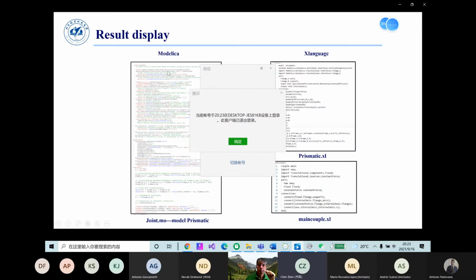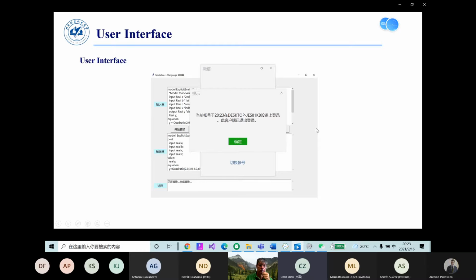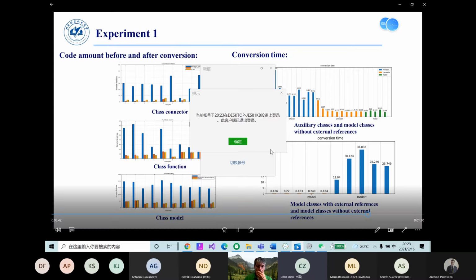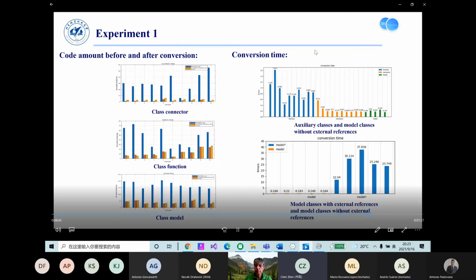The left is Modelica's file, joint demo, and the right is the target language's file. This is a user interface. Here we compare the amount of code in the two languages and recorded some conversion time, and found that the performance of the converter needs to be improved, especially for module classes with external references. Here, module classes with external references spend a lot of time to convert.